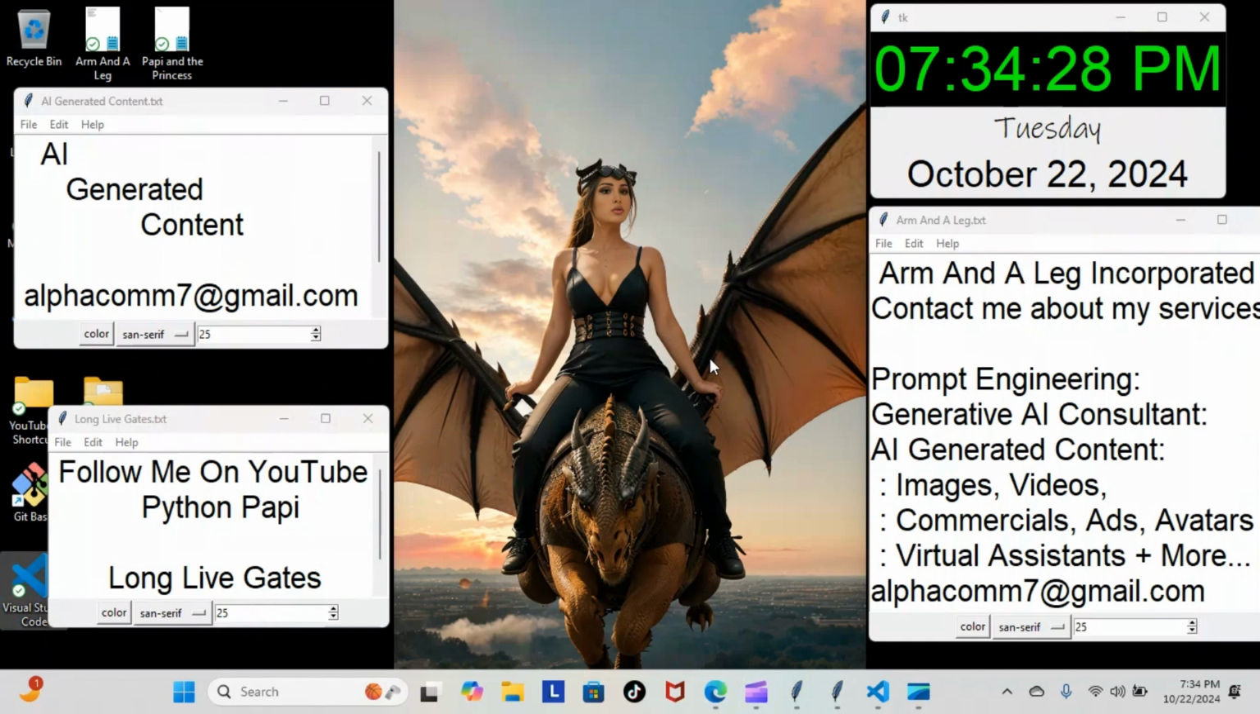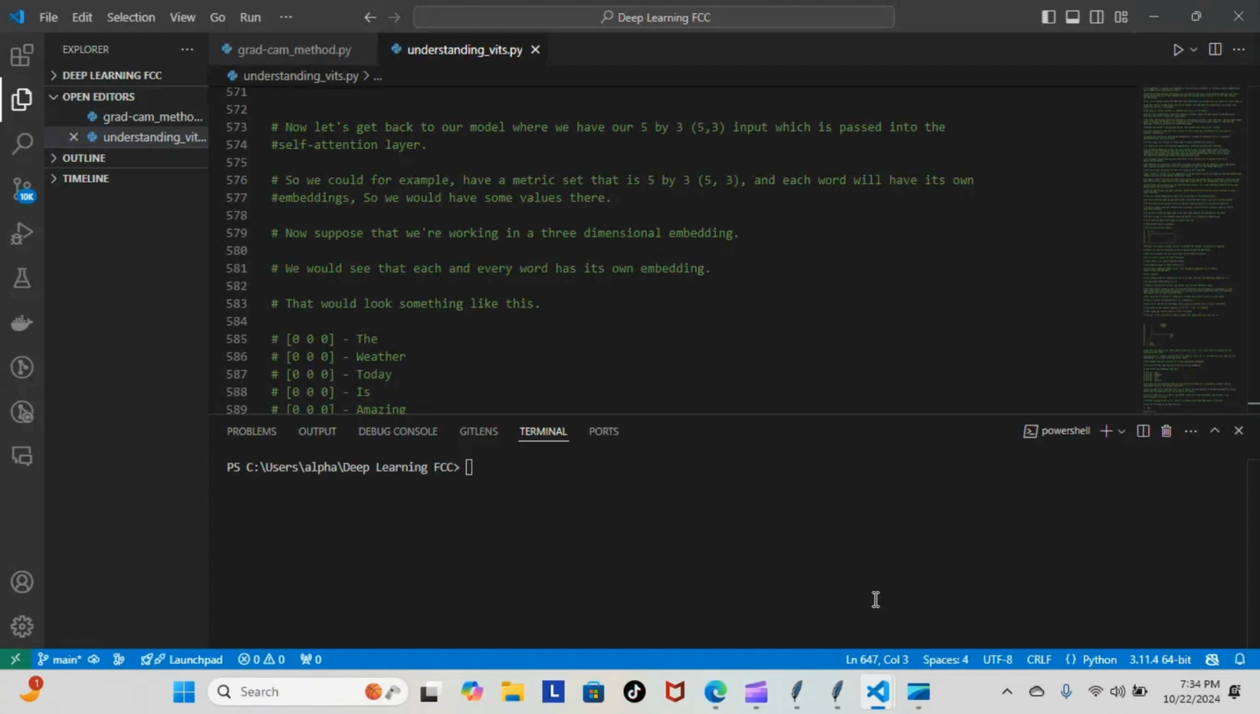All right, on today's episode of Python Papi, we're back inside our TensorFlow course, and we're still going over our understanding ViTs, or Vision Transformers, module. Let's have a look at what we went over today. And we still haven't gotten around to any code yet. We're still taking notes, so let's pick up with some light reading on exactly what we went over tonight, so we can keep you posted.